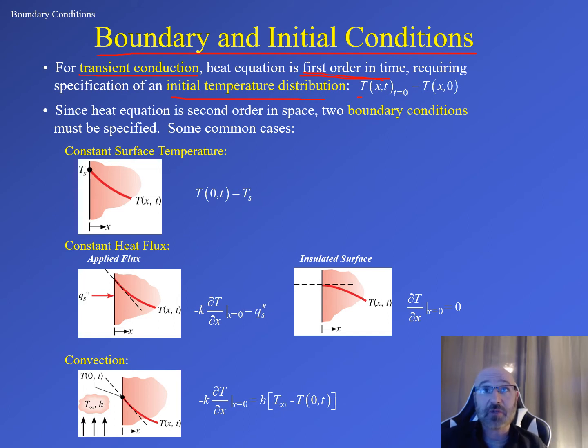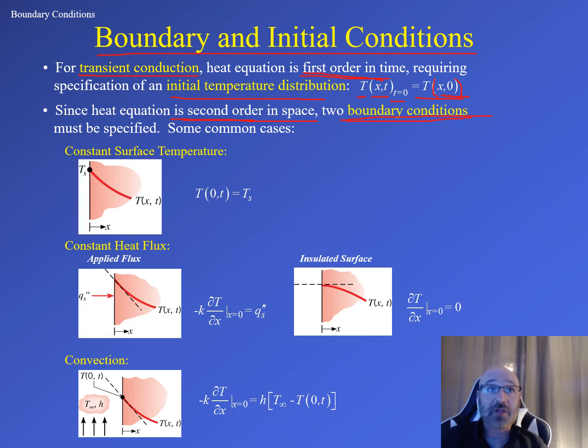So we talk about the temperature distribution in our x direction relative to time. Initially our time is going to be 0, so t becomes 0. We have temperature T(x, 0), as it varies in our x direction, at time 0. Now, since our heat equation is second order in space, two boundary conditions must be specified. There's a couple of different common cases that we can take a look at below.